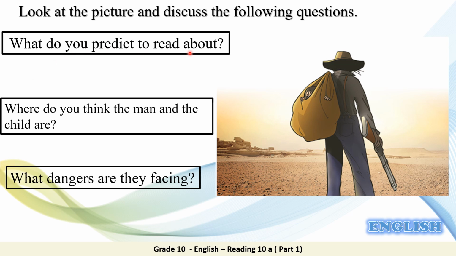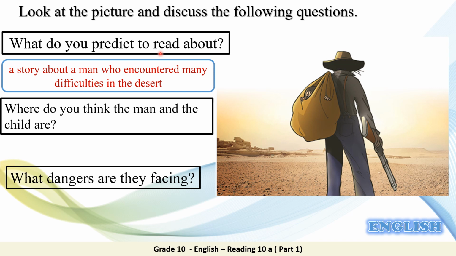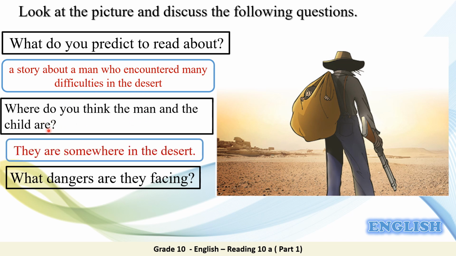What do you predict to read about? A story about a man who encountered many difficulties in the desert. Where do you think the man and the child are? That's right, they are somewhere in the desert. You can see sands here, maybe mountains or valleys. Do you see any plants? That's right, we don't have plants here.